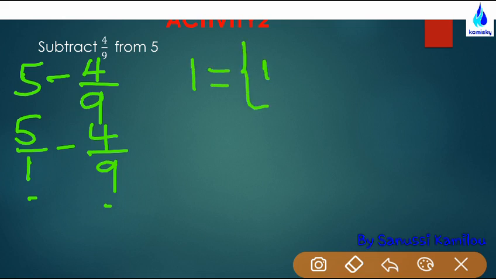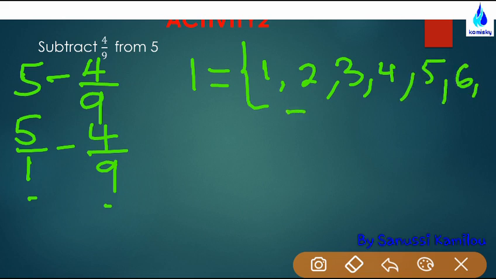1 times 1, 1. 1 times 2, 2. 1 times 3, 3. 1 times 4, 4. 1 times 5, 5. 1 times 6, 6. 1 times 7, 7. 1 times 8, 8. 1 times 9, 9. Continue from there.